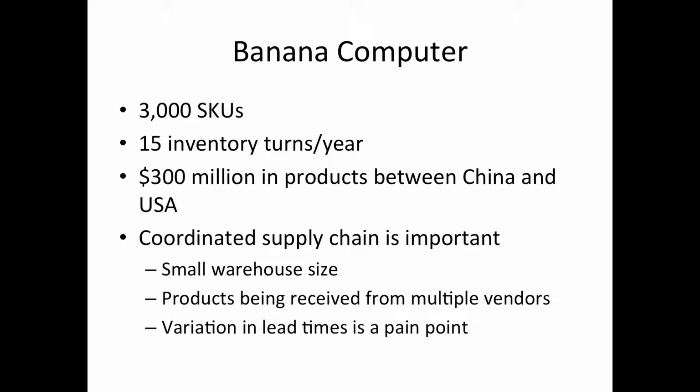And of course the coordination of their supply chain is very important. Because of the large number of inventory turns that Banana Computer has, that means that their warehouse is relatively small. Their products are also being received from multiple vendors and have to be assembled at the Banana Computer warehouse. And the variation that exists in the lead times really is a pain point for them. And as we heard previously, the dollars associated with products that are received too early or too late is a real issue.